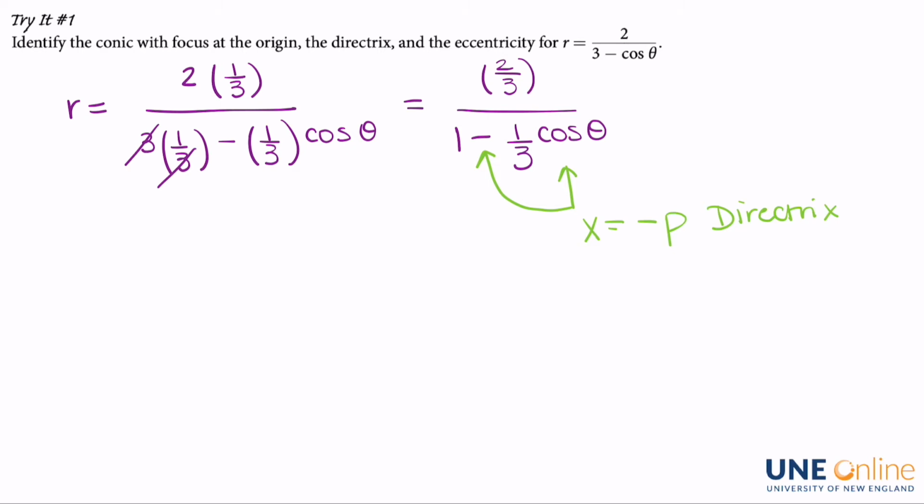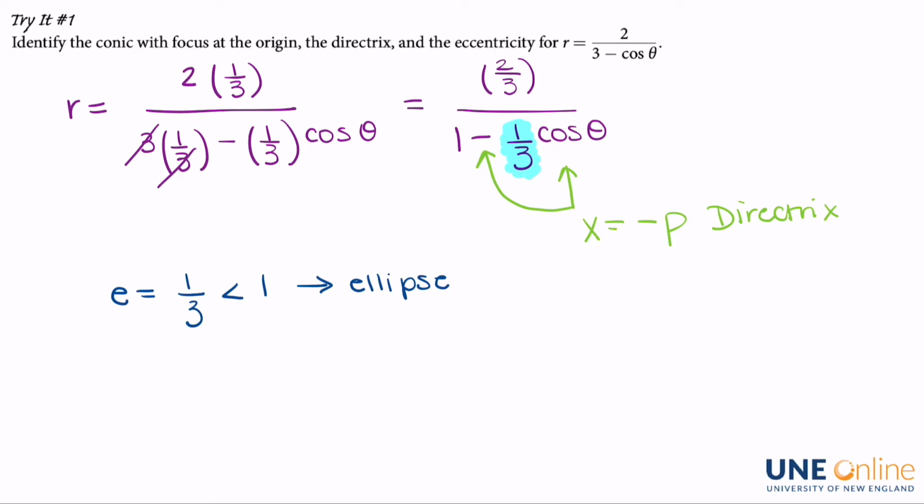We also need to find the eccentricity, and that's going to tell us exactly which type of conic we're dealing with. So the eccentricity is going to be this value right here. So e is going to be equal to 1/3. If our eccentricity is less than 1, we are going to be dealing with an ellipse. So we know the type of conic and we know the eccentricity.